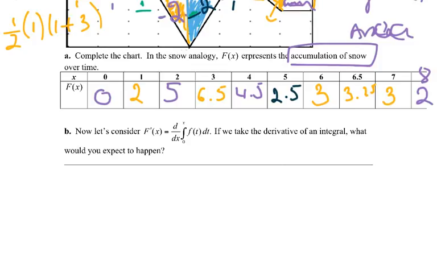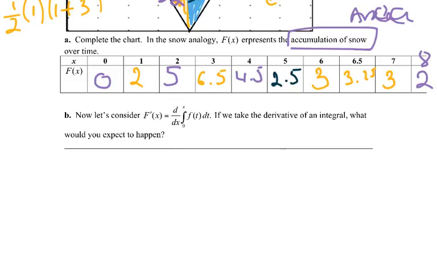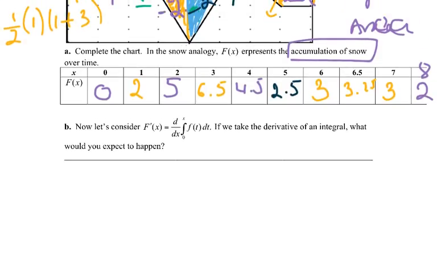Okay, so if we want to take the derivative, if we look at this one, now we consider from 0 to x. If we take the derivative of the integral, what would you expect to happen? So if we complete the chart, this means the derivative. Okay, so if we take the derivative of that, this is what we're going to end up with.